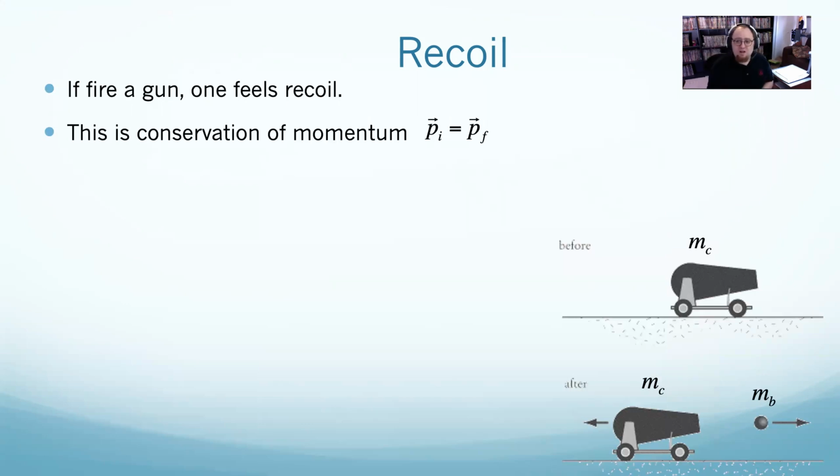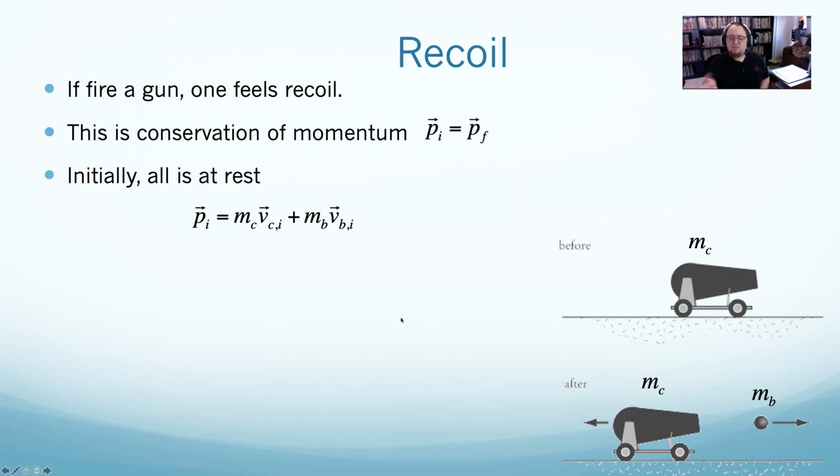For this recoil problem, initially, everything is at rest. Nothing is moving. And that means my initial momentum, I'm going to do this as if it's a cannon and a cannonball. Sub C will stand for cannon, sub B will stand for ball, because I didn't want to use C twice. So C is cannon, B is ball. I'll say initially, I have the momentum of the cannon plus the momentum of the cannonball. But neither one's moving, and so the momentum is zero.